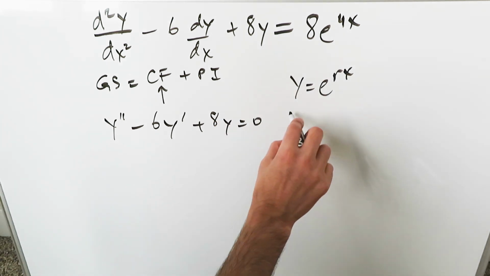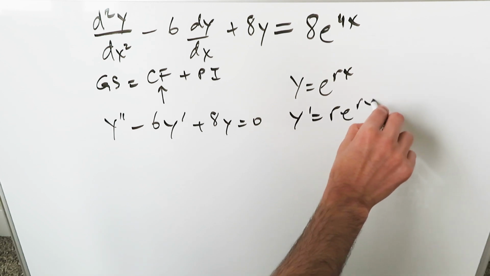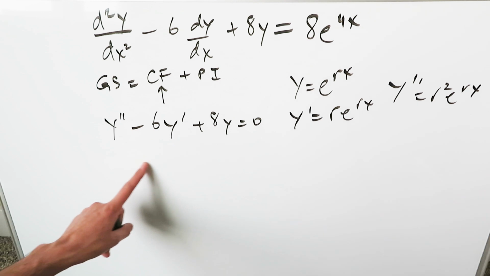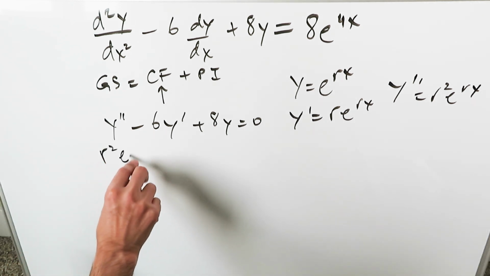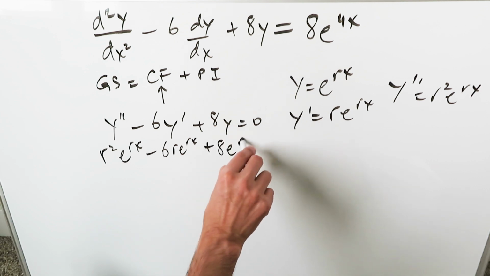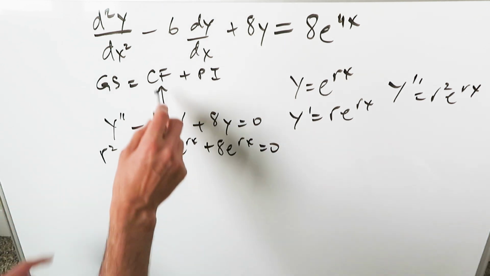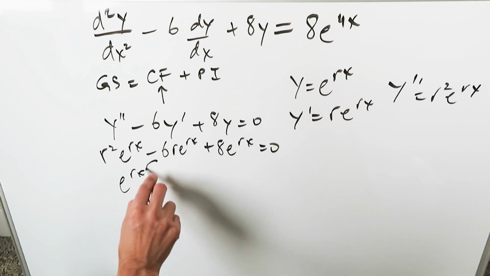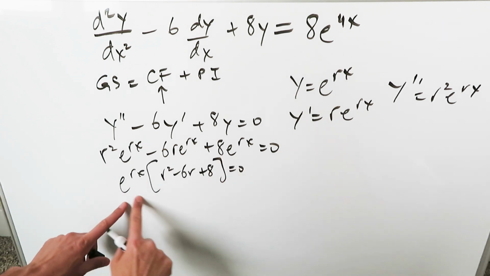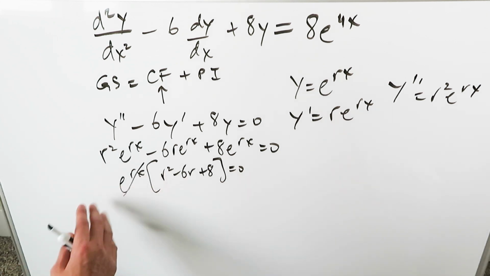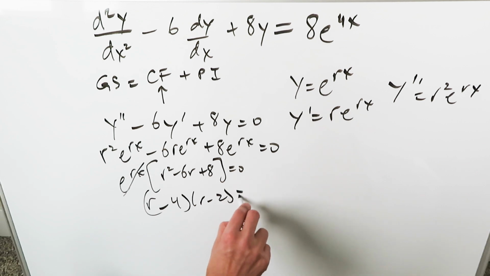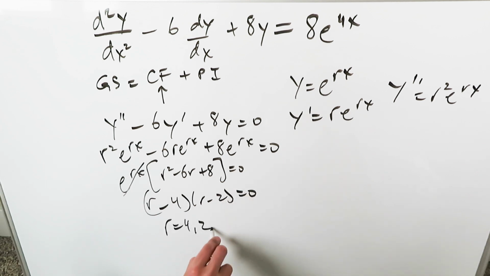The first order derivative of this is going to be r e to the rx. The second order derivative will be r square e to the rx. You bring that in right over here. I have r square e to the power of rx minus 6r e to the rx plus 8 e to the rx is equal to 0. We're here finding the complementary function. Isolate the e to the rx, you'll have r square minus 6r plus 8 is equal to 0. When you push this on the other side, it divides by 0 and you can just remove it. I'm looking here at r minus 4 and r minus 2 as the factors. r is equal to 4 comma 2.